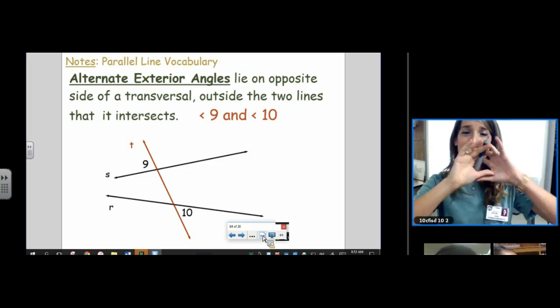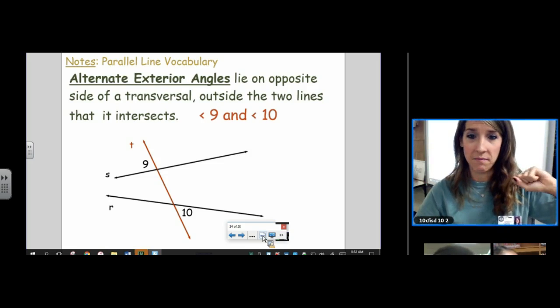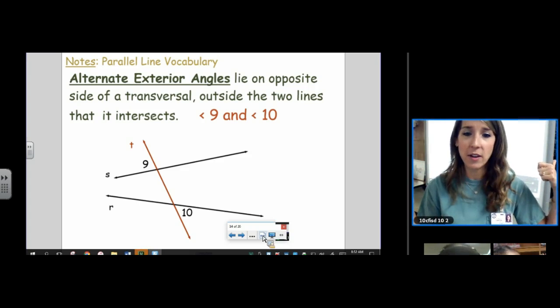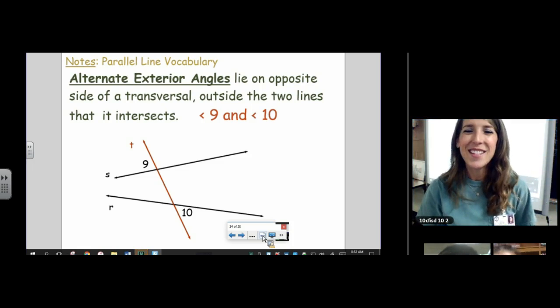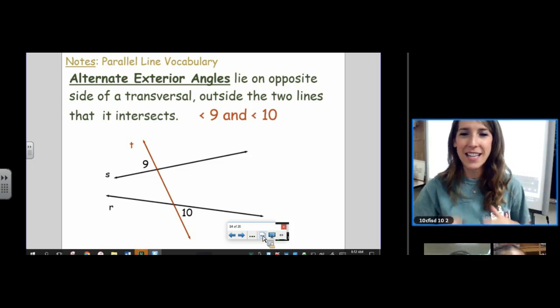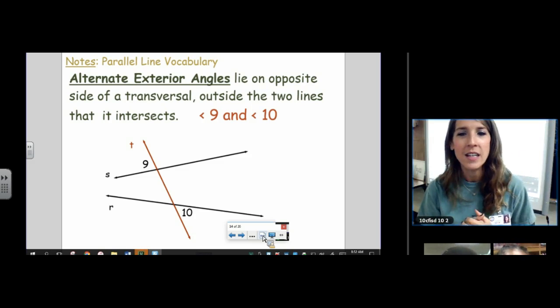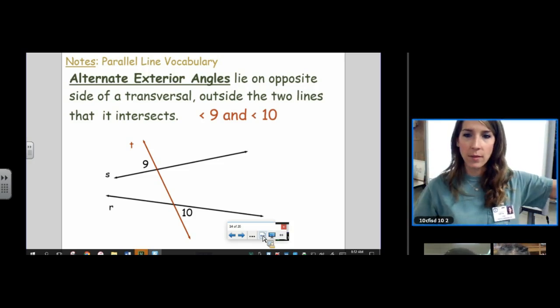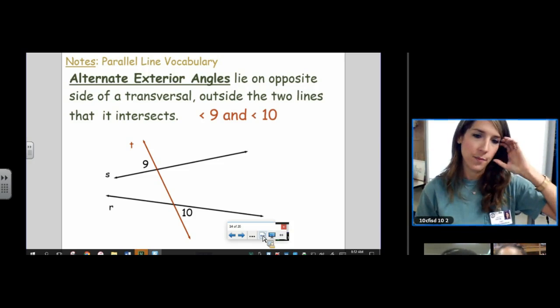Alternate exterior is as far apart as two angles can get. 9 and 10 had a big argument and they ran away from each other. They were so mad. They're like, oh, I can't even look at you right now. So they're as far apart as two angles can get in this situation of lines. 9 and 10, they're on alternate sides and they're exterior. They are not between S and R.